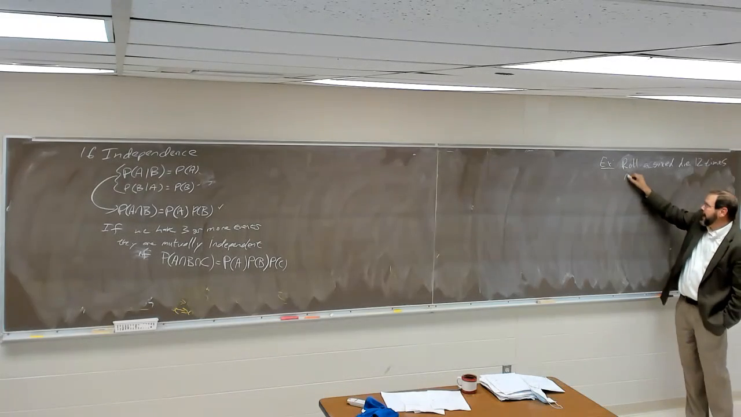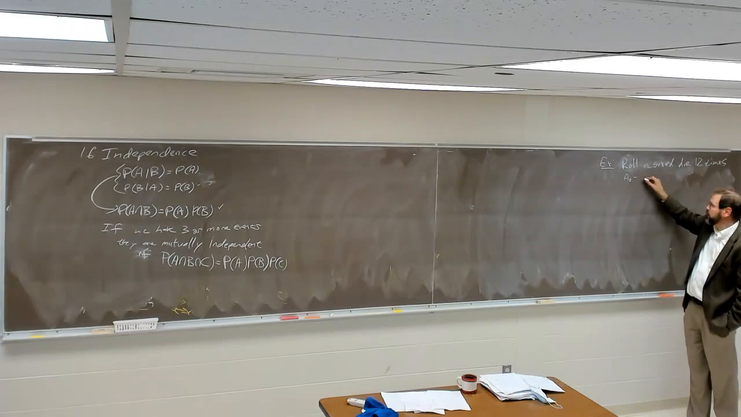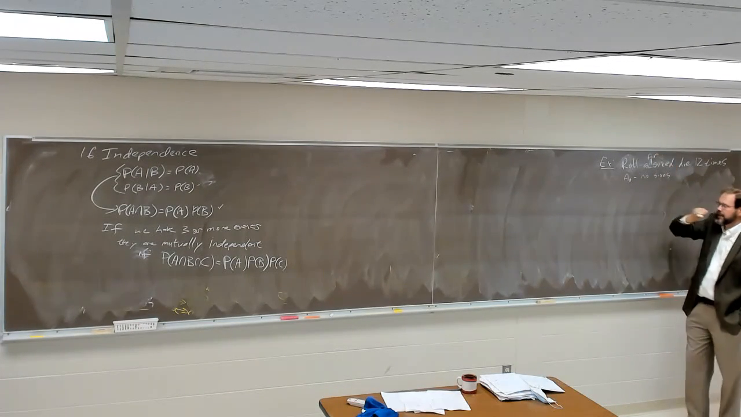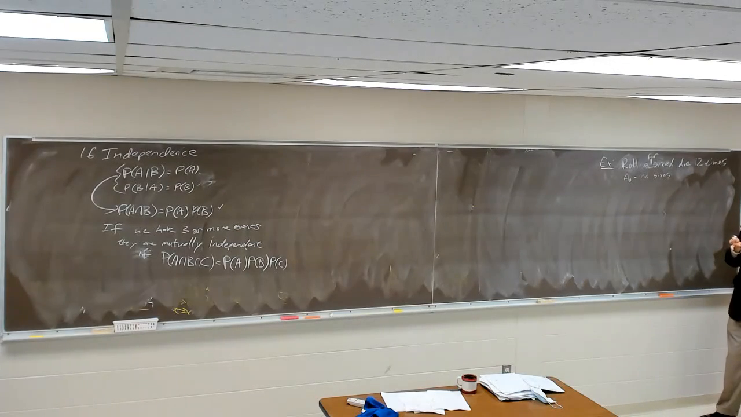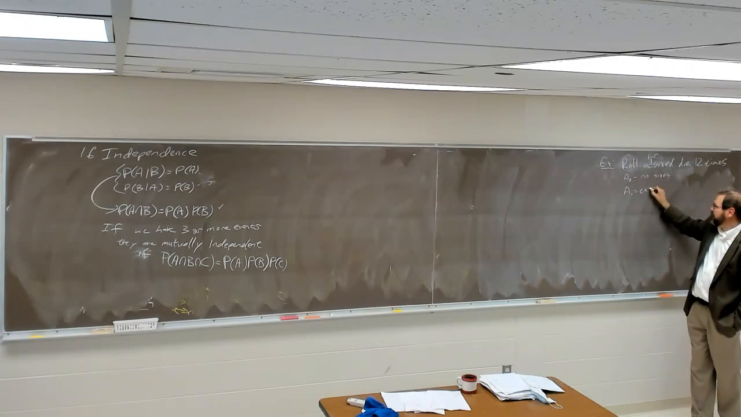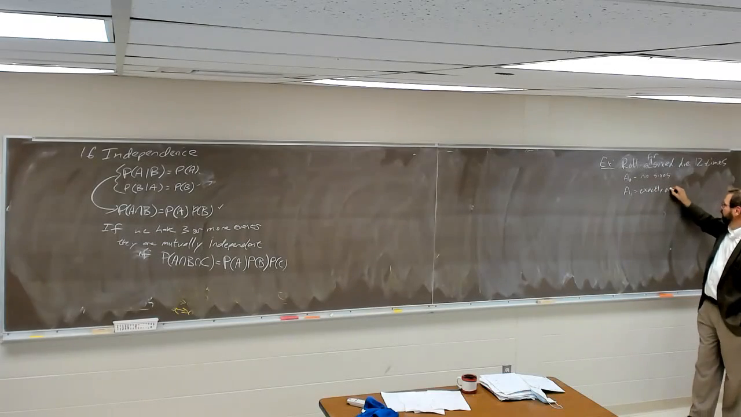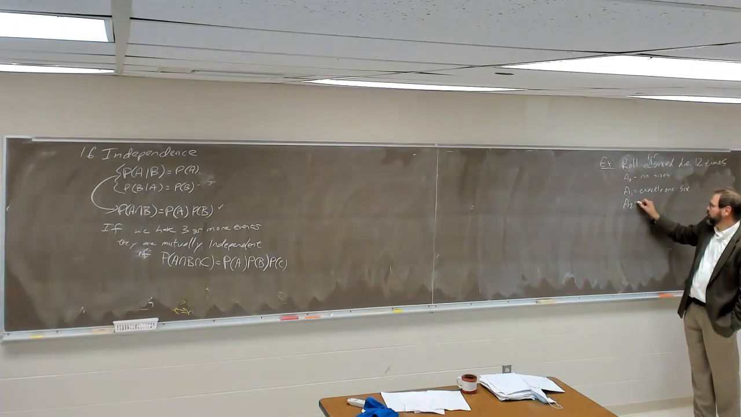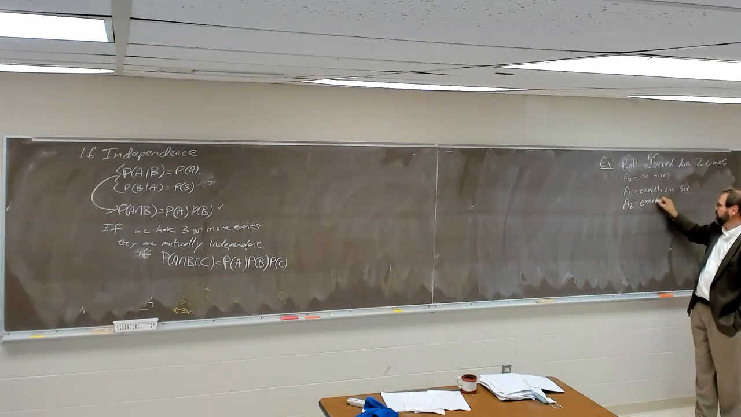And A0 would be the result of no 6s. Let's make it a fair 6-sided die. So the probability of any particular number would be 1/6. I'll let A1 be exactly one 6 appearing when I roll this thing 12 times, and A2 will be exactly two, and we'll stop there.